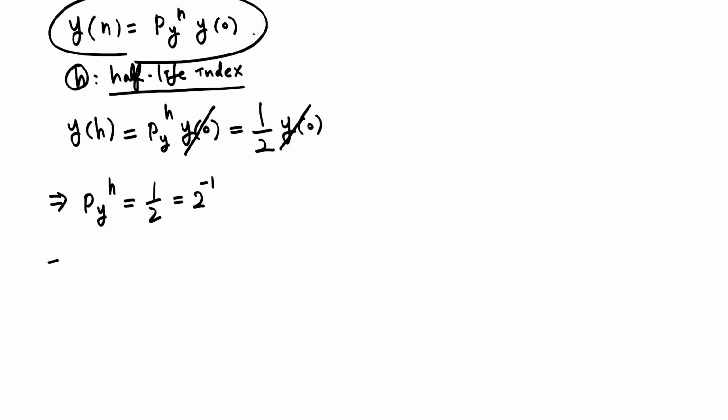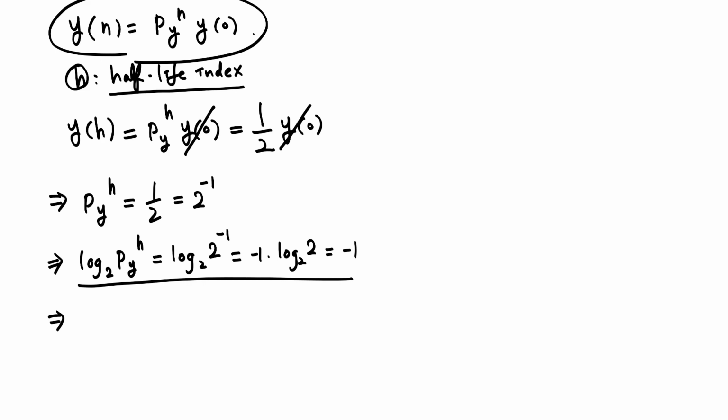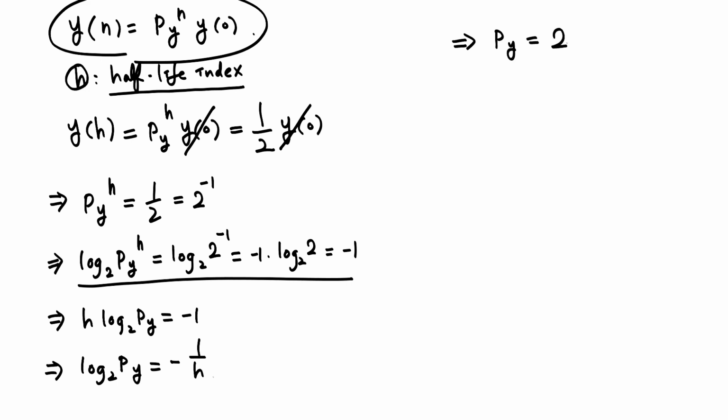Now, this can be expressed as log base 2 of Py to the power of h is equal to log base 2 of 2 to the power of -1, which is -1 times log base 2 of 2, which is -1. This equation also can be written as h times log base 2 of Py is -1, and log base 2 of Py is equal to minus 1 over h. And finally, Py is 2 to the power of -1 over h.